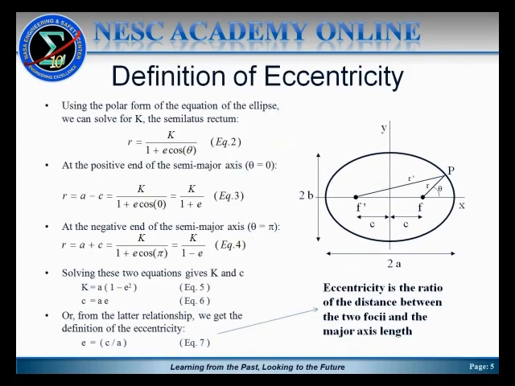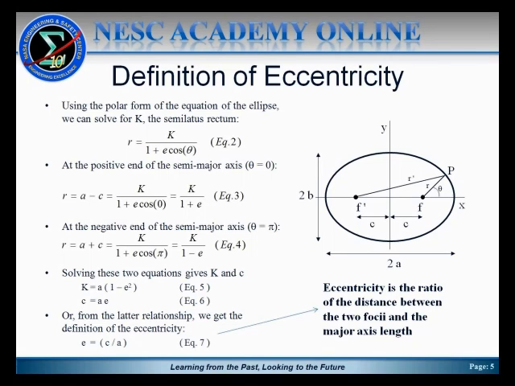Using the polar form of the equation of the ellipse on the previous page, we can solve for k, the semilatus rectum, from equation 2 that was presented on the previous slide. If you evaluate this equation at the positive end of the semi-major axis where theta equals 0, then the radius from the primary focus F to the edge of the ellipse is equal to the distance a minus c.